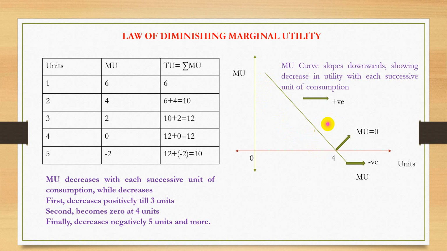Now if he stops here at 3 units, he is not going to get this amount of satisfaction, so this is his loss. Similarly, if he increases beyond 4, say to 5 units here, this amount of satisfaction will be taken away from the previous satisfaction.